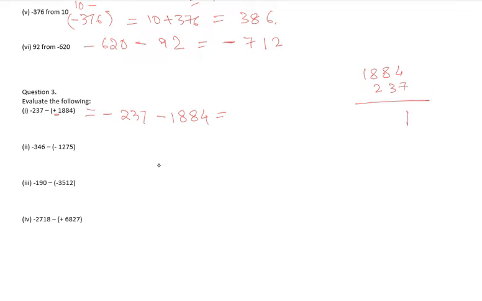4 plus 7 is 11, 1 carry. 9 plus 3 is 12, 1 carry. 10 plus 1 is 11, 1 carry, 2. That is 2121, and the sign will be minus as there is already a minus sign.